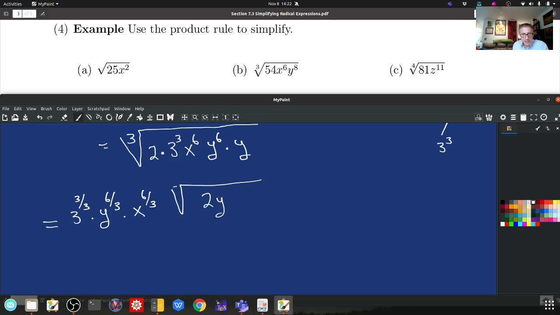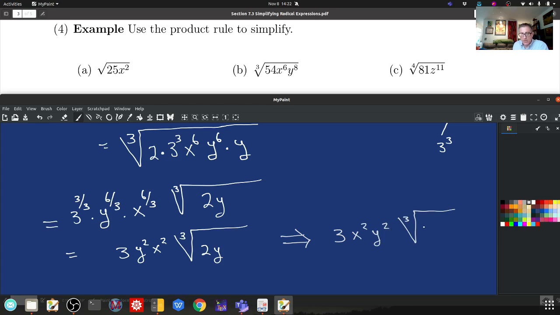I just have to remember to write my index here. So 3 to the first power is 3. Y to the 6th divided by 3 is y squared. X to the 6th divided by 3 is x squared. So that's the third root of 2y. And they would probably want you to write this as 3x squared y squared times the third root of 2y.